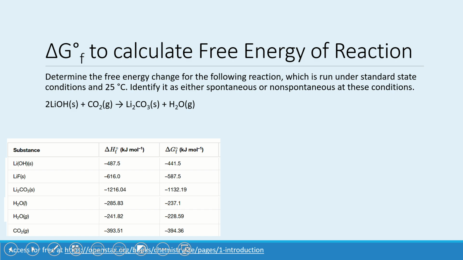Okay, so we're going to run through an example. We've seen this plenty of times. We are going to take the sum of the products minus the sum of the reactants. And so of course we have to multiply them by the coefficient in front of each substance, and the only one that has a coefficient here is the first reactant in the list. So we're going to start by adding together the two products. Right, so we need lithium carbonate, so that's here, and we are looking for the free energy change, so we're focused on the delta G values.